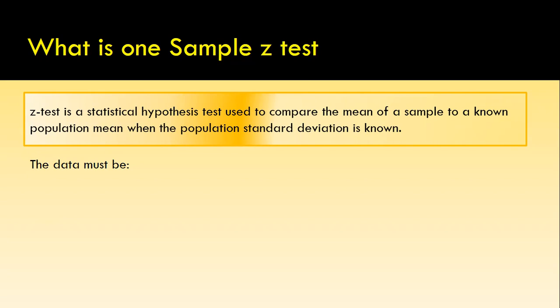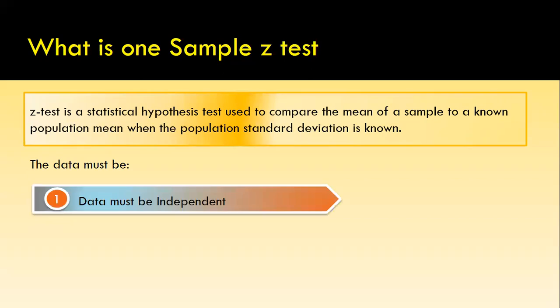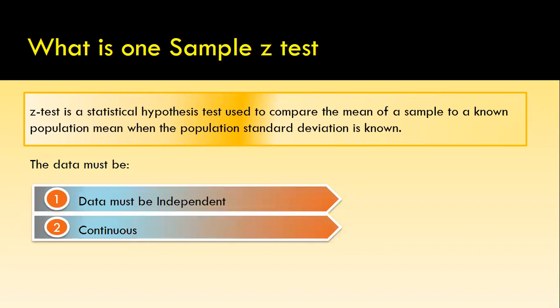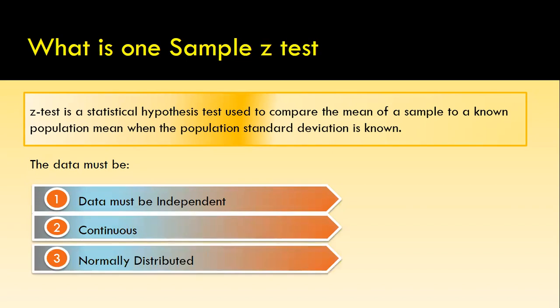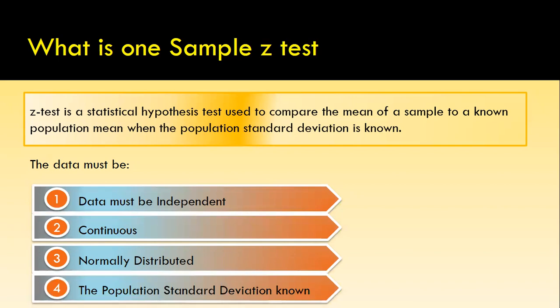In order to conduct the one sample Z test, the data must meet certain assumptions. What are the assumptions? The data must be independent, and then it should be continuous. In your sample, it's a continuous variable. And then the next one, the population should be normally distributed. The population standard deviation should be known.